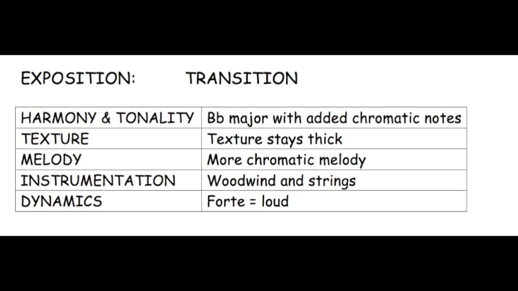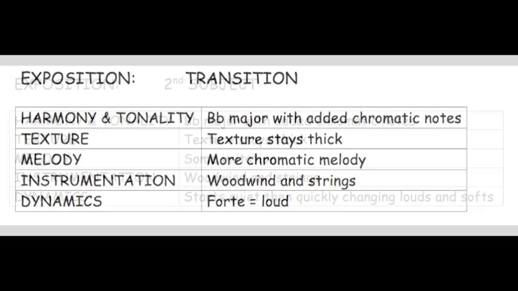We move to B flat major now, which is the relative major, but we also had some added chromatic notes. So these are notes that don't really belong to the scale of B flat major. The texture stays thick, we hear more chromatic melodies, and the instrumentation is still woodwind and strings, and the dynamics are now forte, which just means loud.